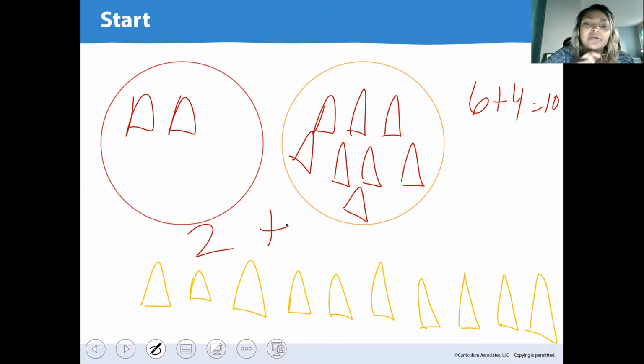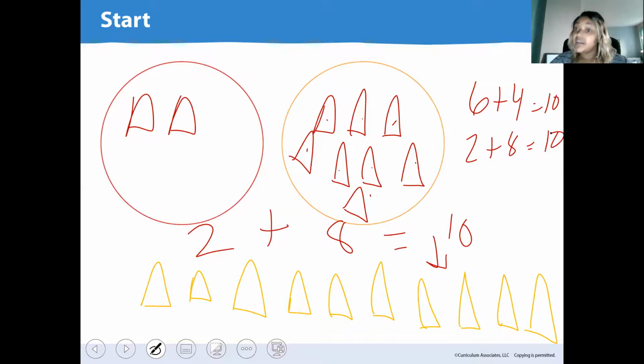I can't remember. Let's count them. 1, 2, 3, 4, 5, 6, 7, 8. Oh, that's right, we had 8. And we know that equals the same number we have down there, which is what? Yes, friends, 10. 2 plus 8 equals 10. I showed you another way.